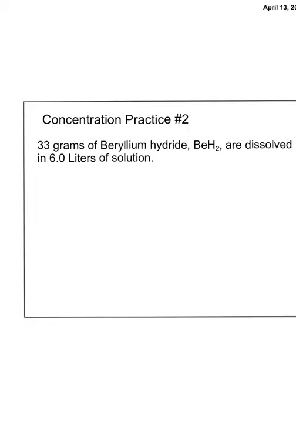Here's another one. 33 grams of beryllium hydride are dissolved in 6 liters. Well, in order to do molarity equals moles over liters, we have 6.0 liters, but we need moles, and they gave me grams. So I need to go from mass island to mole island. I have 33 grams of BeH2. So I know that to go from mass to mole island, I need 1 mole on top and the molar mass on the bottom. So let's find that.